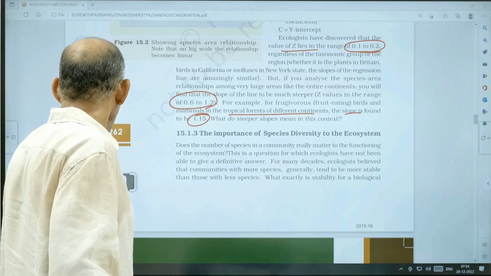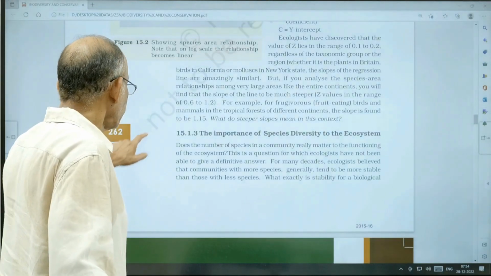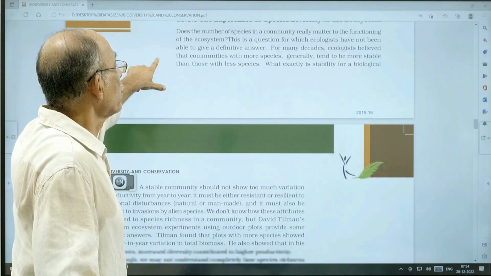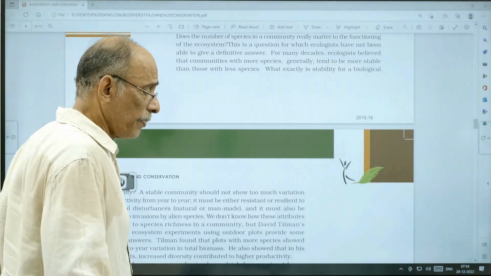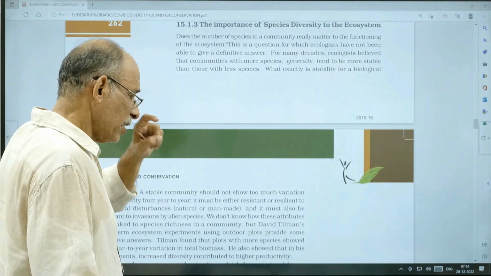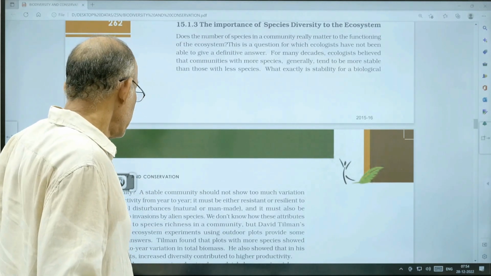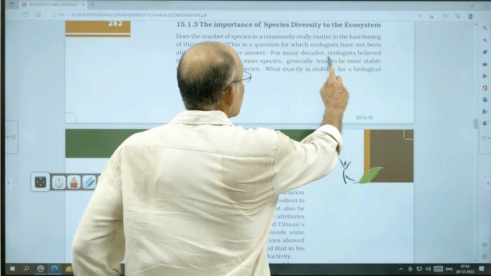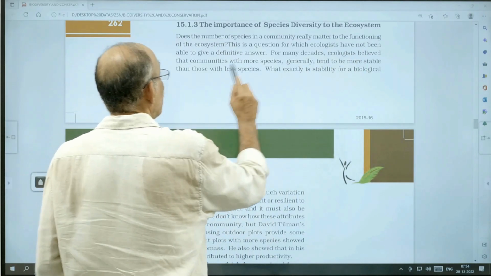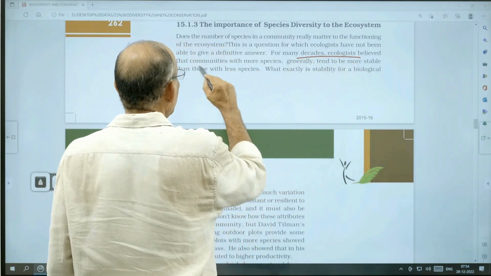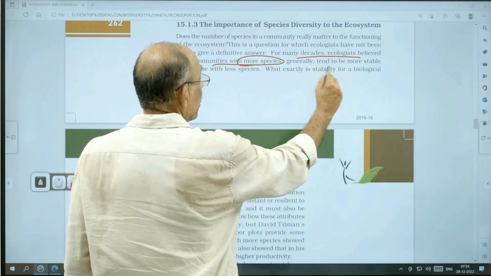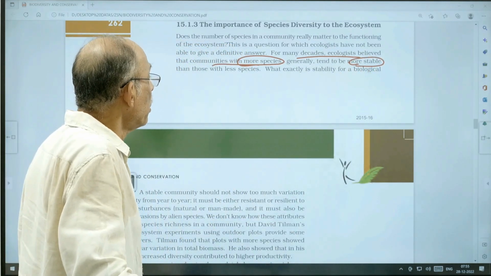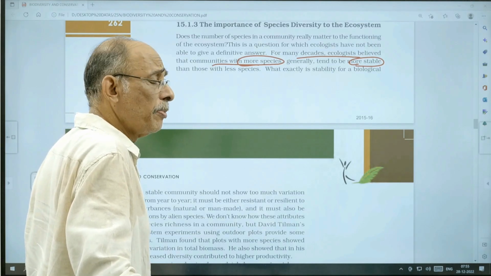Now, the next point is: what is the importance of species diversity in the ecosystem? How is the ecosystem related to species diversity? For many decades, ecologists believed that communities with more species tend to be more stable. That means a community with more species will be more stable.